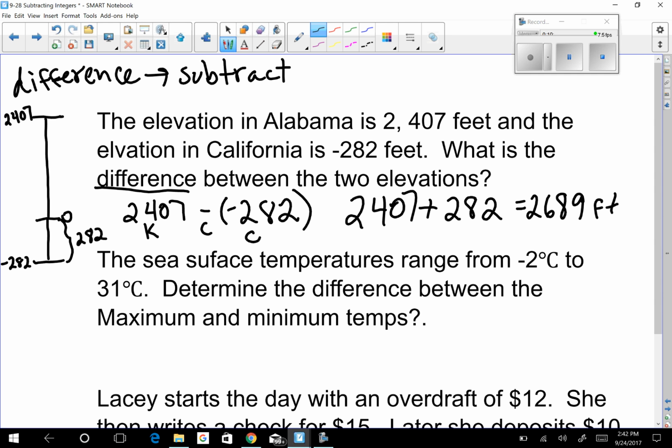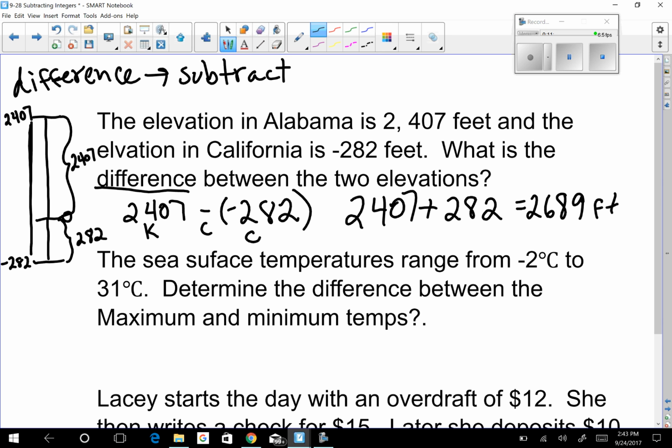And then from here down to 0, that's 2,407. And you're looking for the difference, which means the total distance between the two. It's actually the sum of those two distances, which comes out to be 2,689 feet. So whenever you have an elevation problem or a temperature problem, you need to draw yourself a picture like this. You always have to put 0 in the middle. Anything negative goes below, anything positive goes above. And remember, you're finding the actual distance between both numbers there.